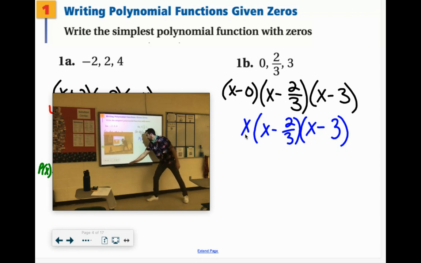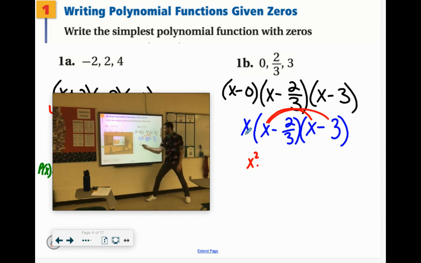So let's see. x times x is x squared. x times -3 is -3x. Inside I'd have -2/3 x. And last, again, if you're multiplying a whole number by a fraction, you just multiply it in the numerator and then divide. So 3 times 2 is 6, divided by 3 is 2. You have a negative times negative, so that turns to +2.